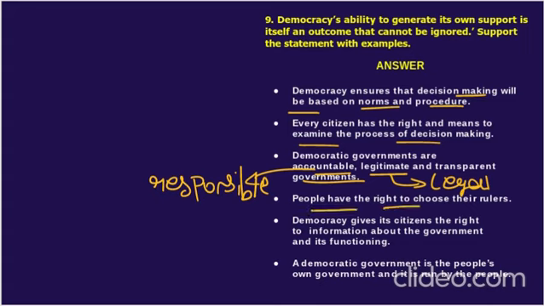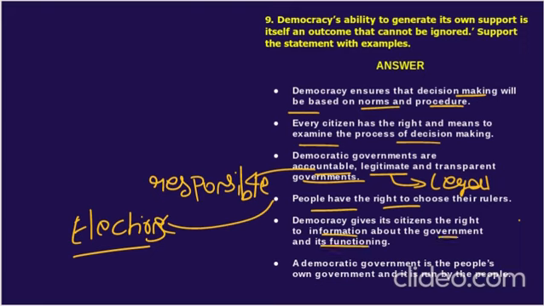Even people have the right to choose their rulers very easily with the help of elections. People are free to choose their own leaders. Democracy gives its citizens the right to information about the government and its functioning. Democracy is such a form of government where the citizens have wholehearted rights to get information about the government, what they are doing, what they will do, etc. Next is, a democratic government is the people's own government and it is run by them. Again, the same thing. Democratic government is for the people, by the people, of the people.